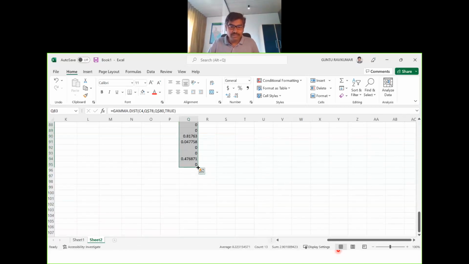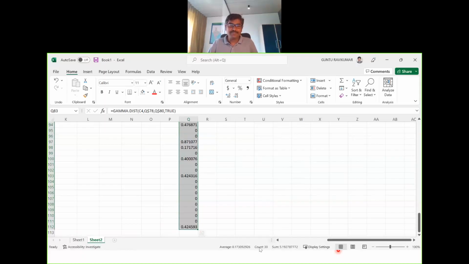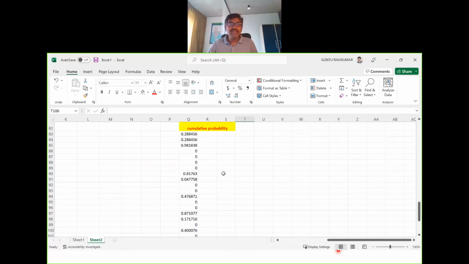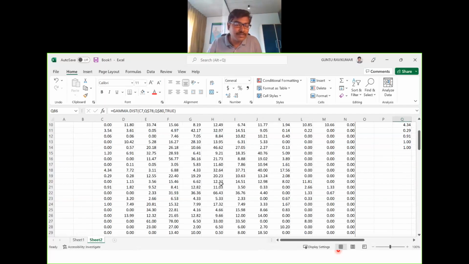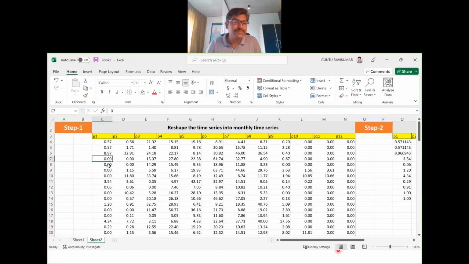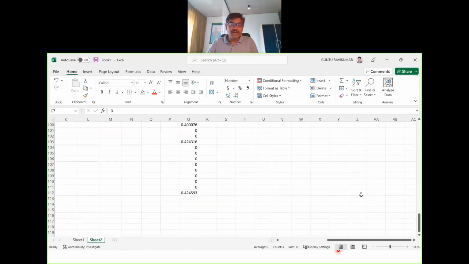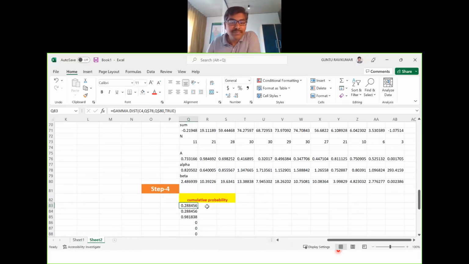So 13, right? So we will extend it for say 30 observations. Okay, so we calculated the cumulative probability. If it is 0, that means there is zero precipitation, no non-zero precipitation value. So we calculated the cumulative probability for January. Now we will extend the process for the remaining months.